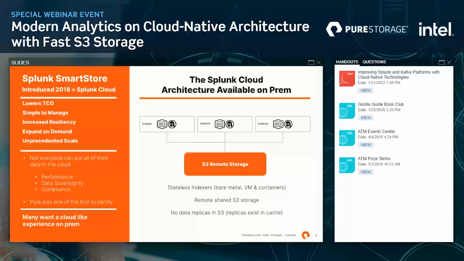But why on-prem? Well, not every customer can deploy in the cloud. Oftentimes, there are some concerns around performance. Data sovereignty may be a requirement, and there are compliance issues. But many customers, even when they deploy on-prem, still want that cloud-like experience, one that is cost-effective, simple to manage, resilient, and elastic at scale.